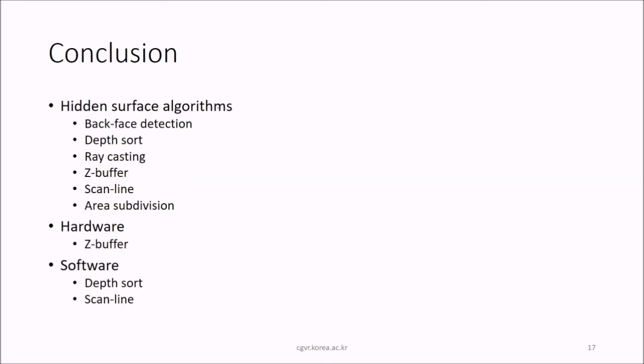So in conclusion, we have just taken an overview of hidden surface algorithms. The Z buffer is done in hardware, while the depth sort and scan line are done in software.